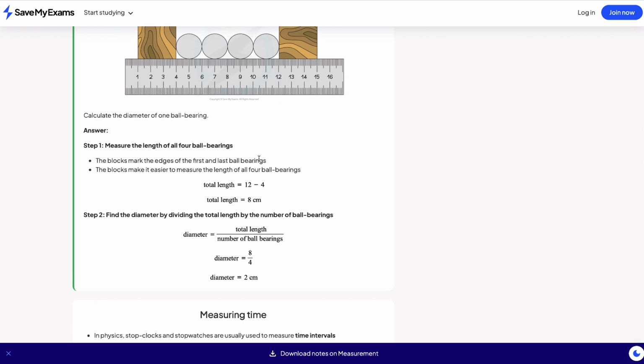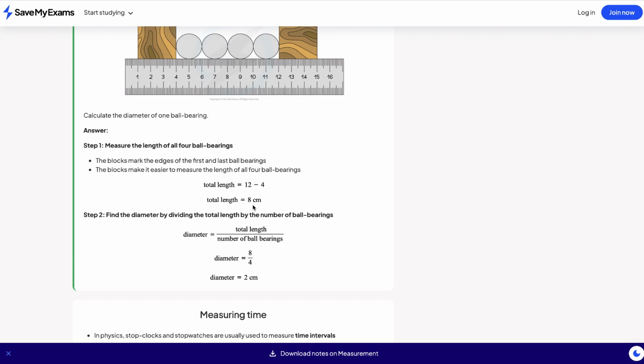If you want to calculate the diameter, the diameter is the total length divided by the number of balls. The total length of this one, from here to here, is 8 centimeters, divided by the number of balls.